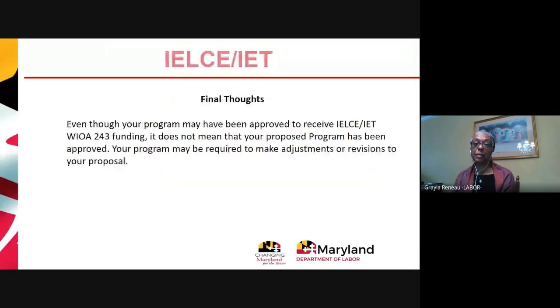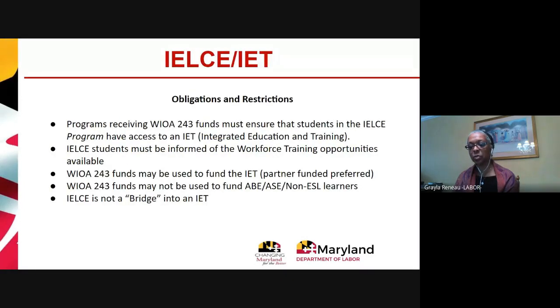You can have IET bridge classes, and we do allow for funding for that. The funding for that is limited because we want the majority of your funds to be used for the actual IET and the IELCE components of the program. But we do allow for 25 to 30% of your total funding to be used for bridge classes into the IET, which are to prepare learners who may lack the English language skills or the academic skills that they will need in order to be successful in the actual training component. So please keep that in mind.